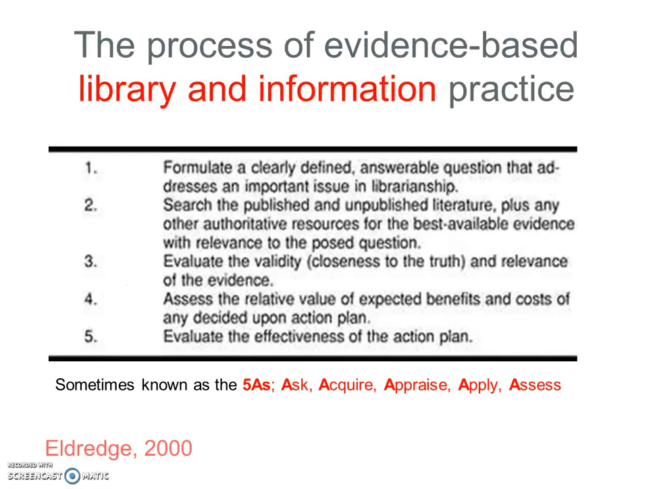Here is an overview of the evidence-based library and information practice process as described by Eldridge in 2000. You'll see it's a five-stage process corresponding to that definition that I've just shared with you: formulating a question, searching for the evidence, evaluating its validity, assessing the costs and benefits of different types of action, and then finally completing the loop by evaluating the effectiveness of our actions.